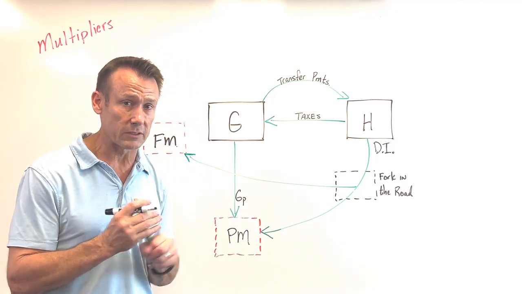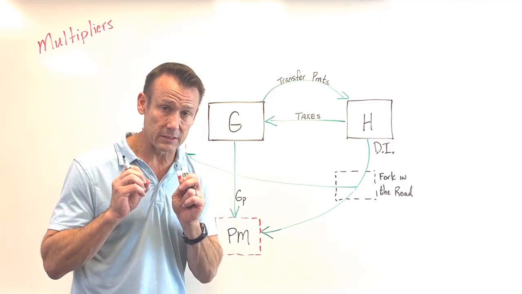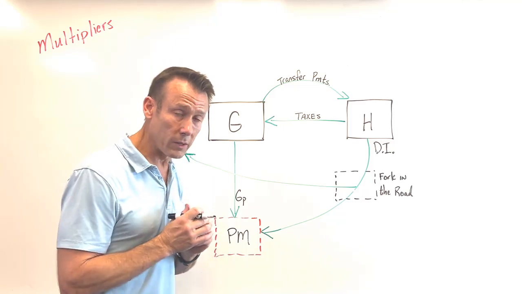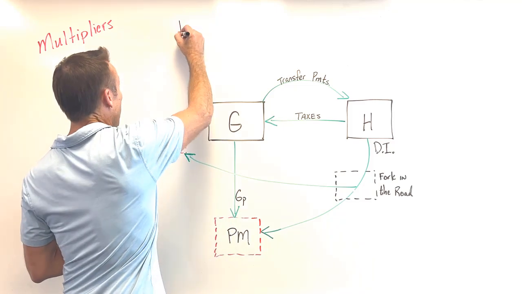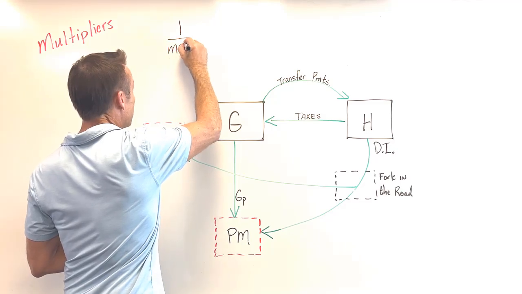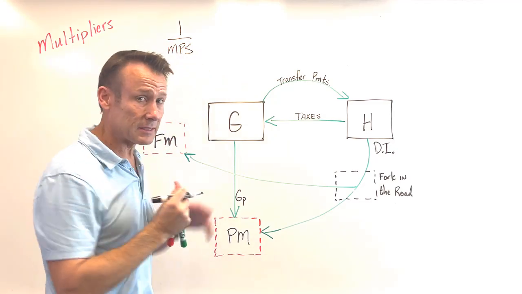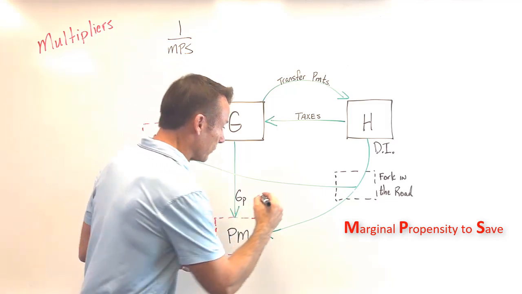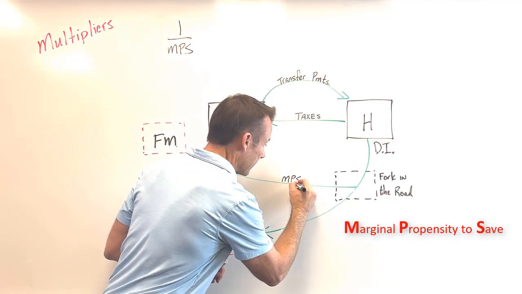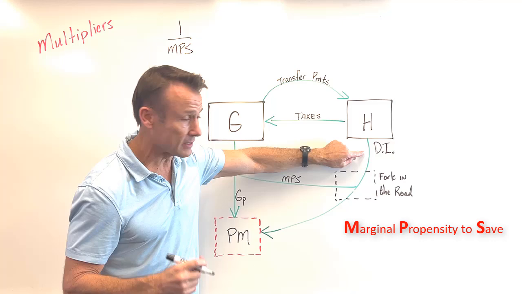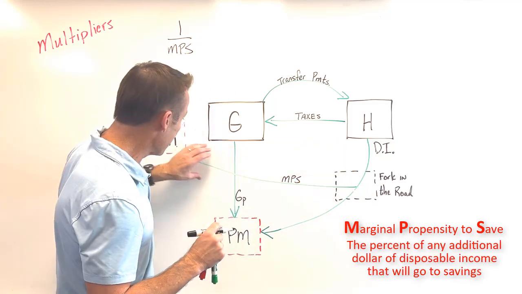Now, let's get to the rest of it, okay? First of all, what is the spending multiplier? Well, one way to say that is it is 1 over the MPS. That MPS is the marginal propensity to save. We like to write it right here, MPS. It is the percent of any additional dollar of disposable income that heads this way.